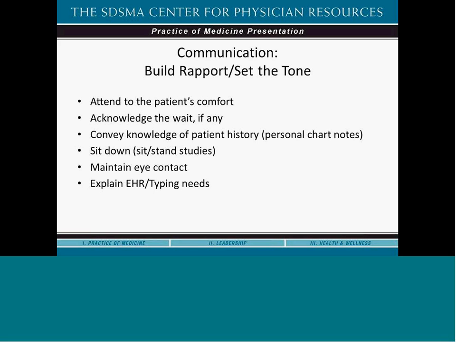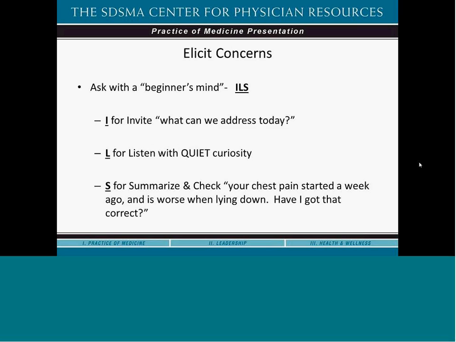Make eye contact, explaining the EHR simply by saying, we're using the EHR, it's much more effective for us, it's better for you, but I have to look at the keyboard while I'm talking to you, but I'm listening to everything that you say. So concerns, number 2 on the list, asking with a beginner's mind using ILS.